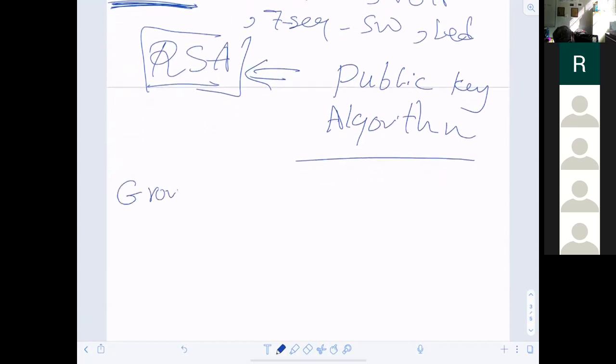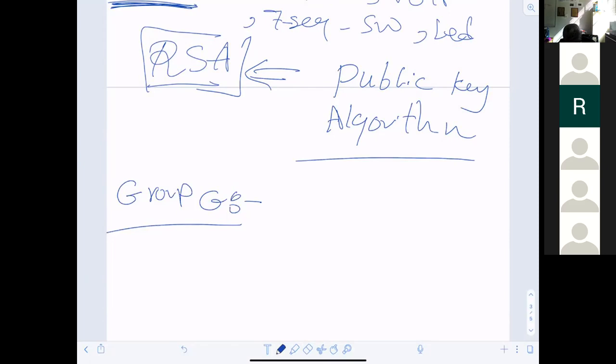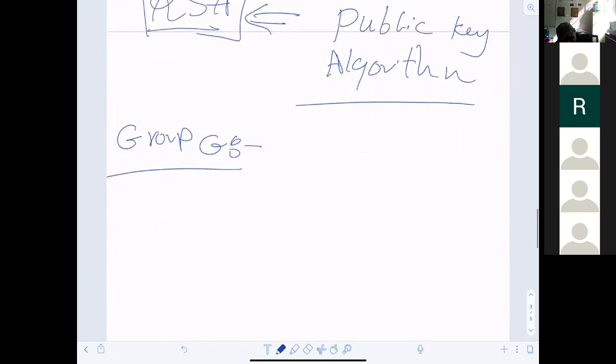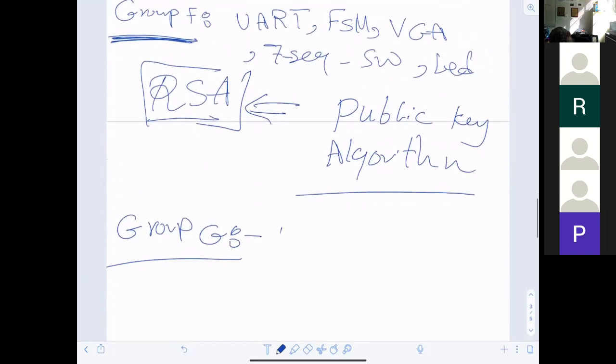Right. Group G, right? Peter, Chad, and Stephen. Would you like me to assign the project, or would you like to bring your own project? We're okay with being assigned the project. Everybody's fine, right? Peter and Steven? Yeah. Okay, so are you in favor of security, image processing, signal processing, or video processing? Would signal processing be hard? You like signal processing? Sure.